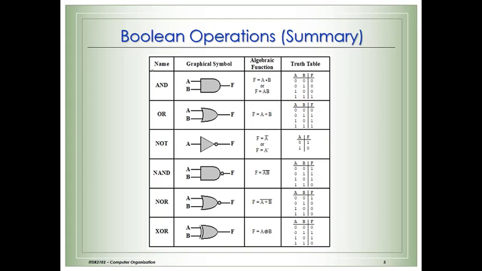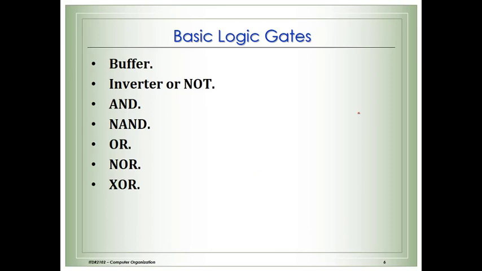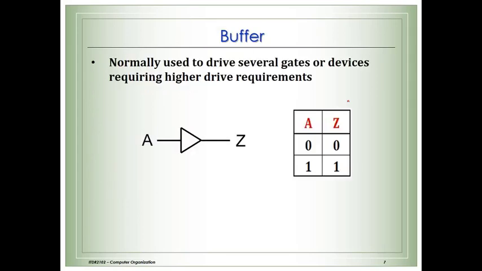So these are the operators or operations. These are the graphical symbols for these operations, these are the algebraic functions, and these are the truth tables. For all these operations, we have basic logic gates: buffer, inverter, AND, OR, NAND, NOR, XOR. What is a buffer? Whatever the input is, the same is the output.